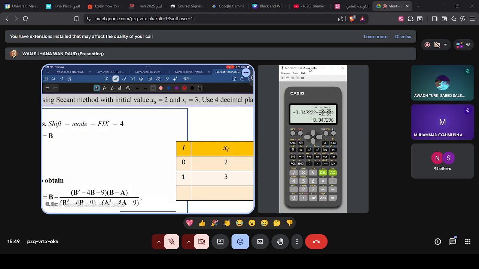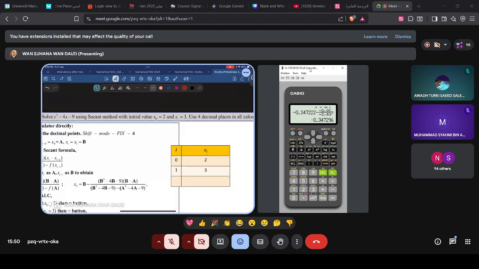Compare secant method and Newton-Raphson method. Newton-Raphson method only requires one initial value, one initial approximation. But for secant method, we need two initial values, two initial approximations. This is a term you must understand.